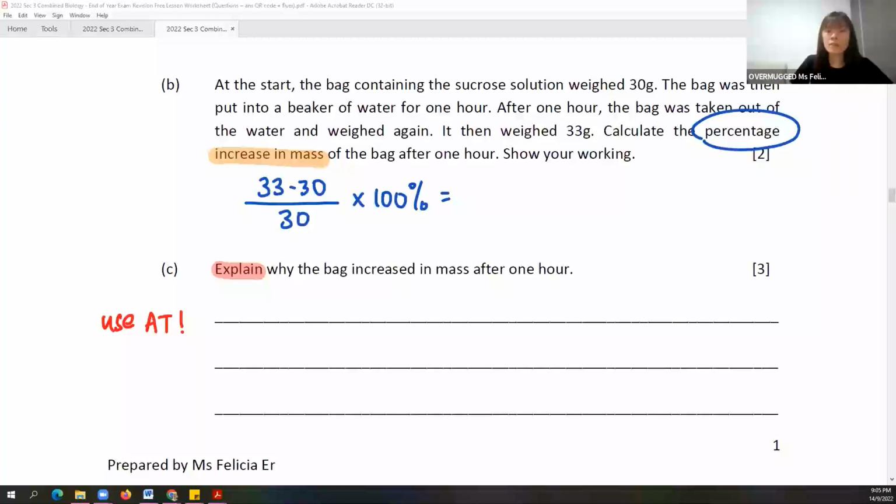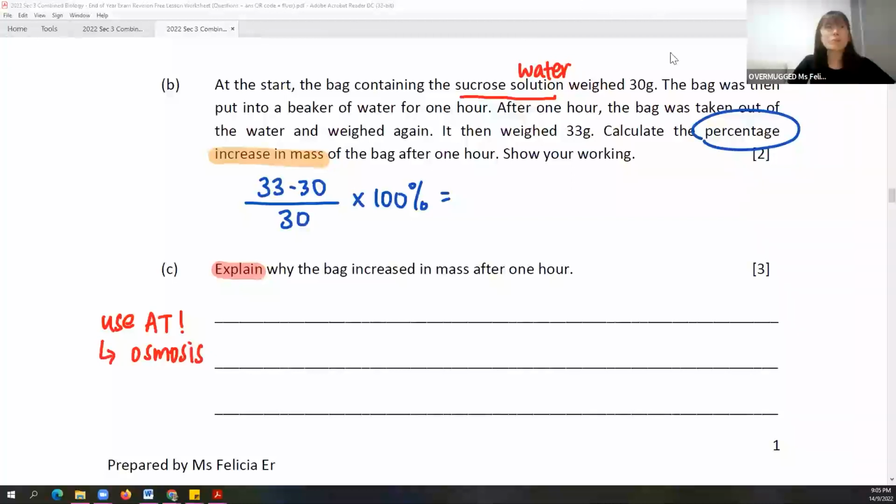So for this question, which answering technique should we use? Should we use the diffusion answering technique or the osmosis answering technique? Very good. It's the osmosis answering technique, because if you look over here, it's a sucrose solution. As mentioned, solution means there is water. So sucrose versus water, you go and check my table.